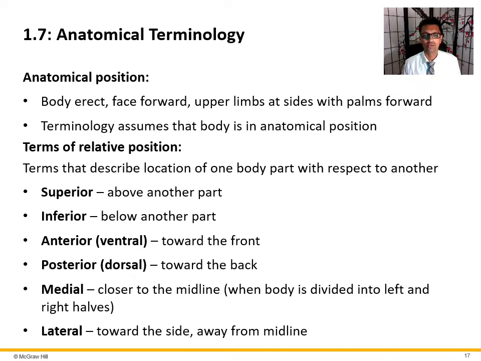Correct? So knowing this terminology is very important because we don't say above, below, in front of, and back of, because that terminology can be confusing. So we use anatomical terminology such as superior, inferior, anterior, posterior, medial, and lateral. And get in the habit of using that terminology because you might see something like this on the quiz or the test.